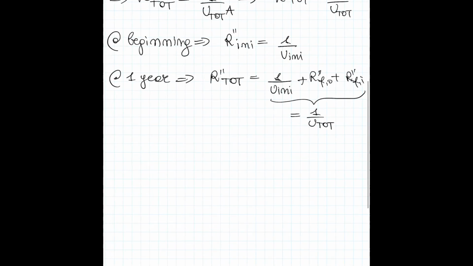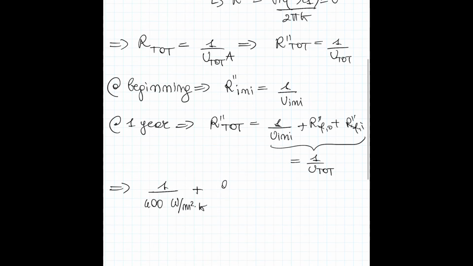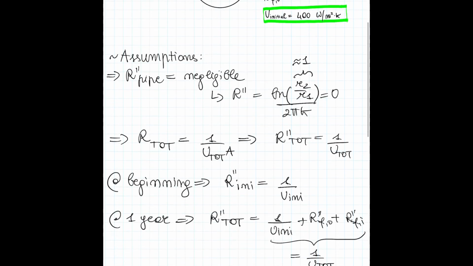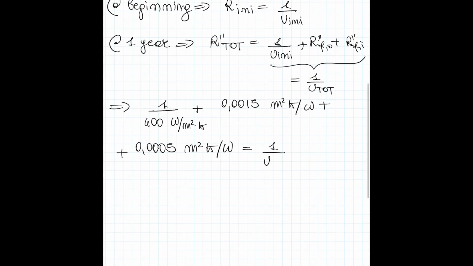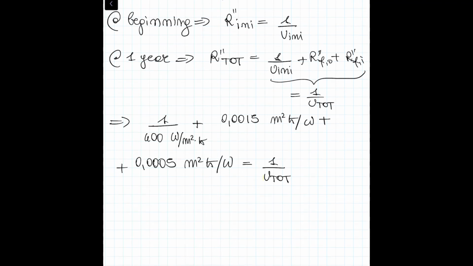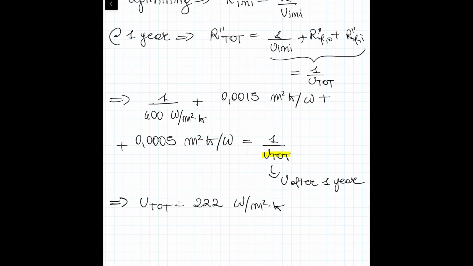So literally by doing that, we can write 1 over 400 watts per meter squared Kelvin plus, and then we know the other factors, 0.0015 meter squared Kelvin over watts plus 0.0005 meter squared Kelvin over watts is equal to 1 over U total. Just to be clear again, this U total is U after 1 year. Now you simply have to calculate the left-hand side of this expression and raise it to the power of -1 to find that U total is equal to 222 watts per meter squared Kelvin. And this should be the answer you find.